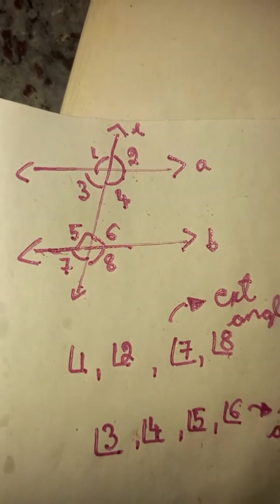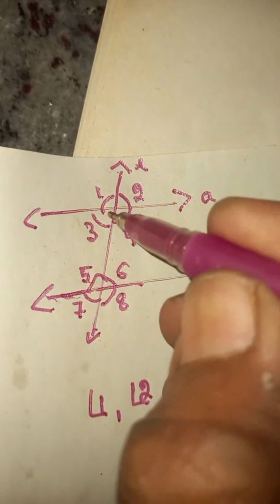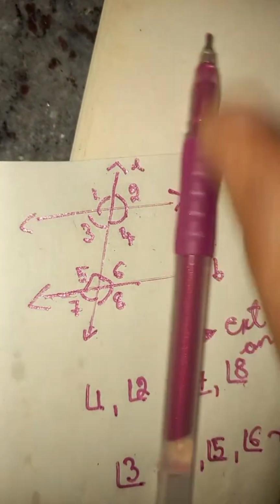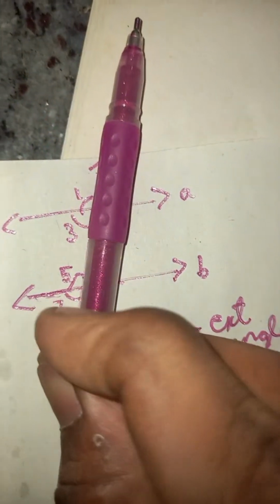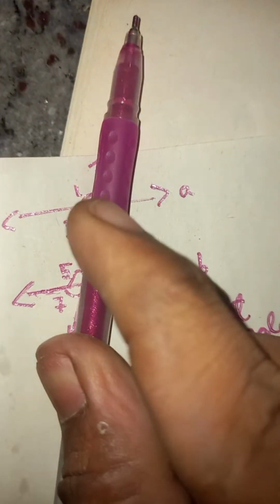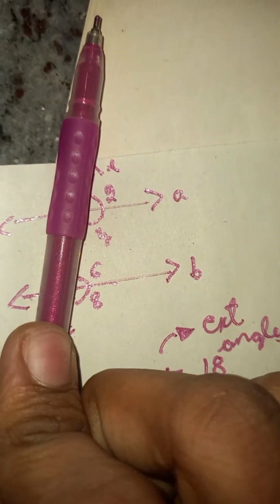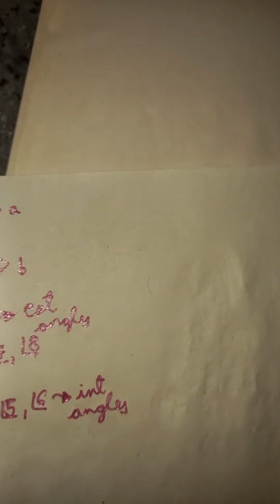Now there are many different types of angles between them. The main types: these 4 angles are interior angles and these 4 angles are exterior angles. If you hold like this, these angles 1, 3, 5, 7 are on the left side of the transversal, and these angles 2, 4, 6, 8 are known as the right side angles of the transversal. Then I am going to tell the different angles.